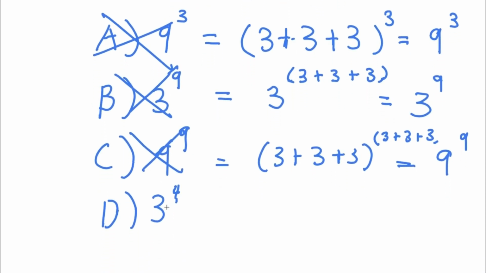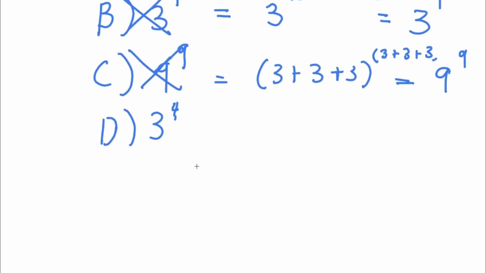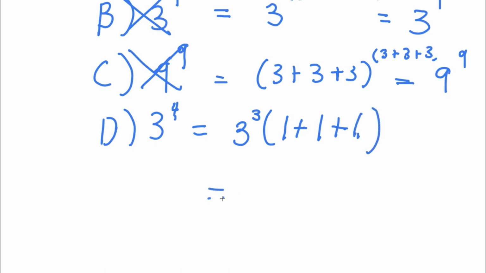So finally, we have D, which is 3 to the power of 4. And this is the correct method. So the first thing I'm going to do is I'm going to factor out 3 to the power of 3. So then I get 3 to the power of 3 times 1 plus 1 plus 1. Now this is the same thing as 3 to the power of 3 times 3 to the power of 1.